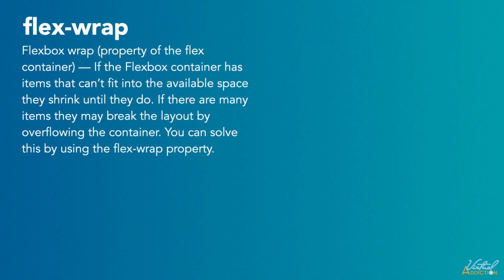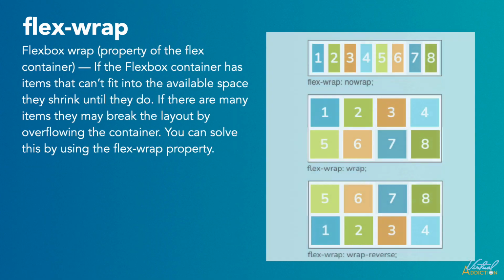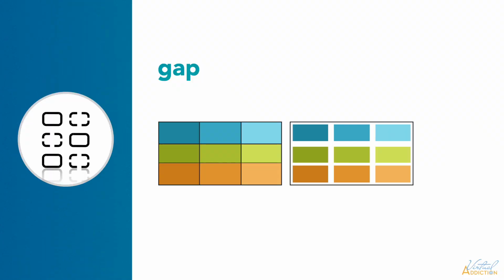Here's a visual representation of how flex wrap works. By default, the flex items stay on a single line. This is using the no wrap value. If there's too many items, they will shrink to fit within the container. To prevent overflow, we use flex wrap and we set it to wrap. This is similar to wrapping text on a notepad. And as you can see, the items will wrap onto a subsequent line. Wrap reverse simply reverses the direction of the items.